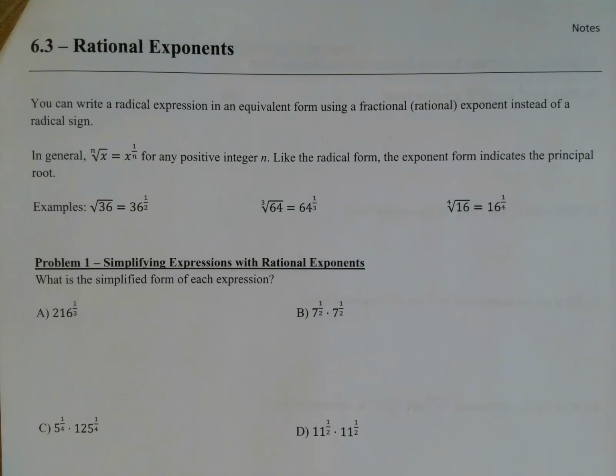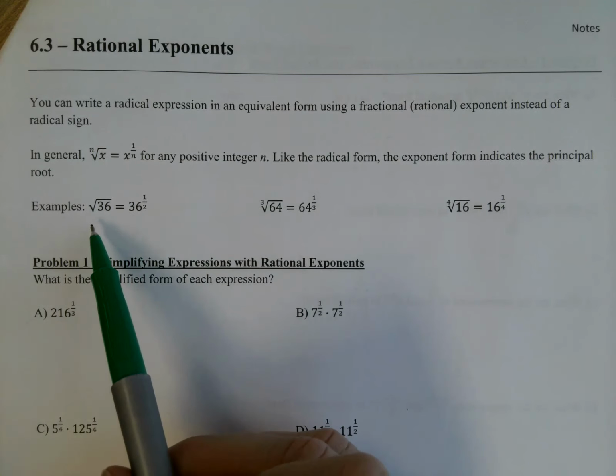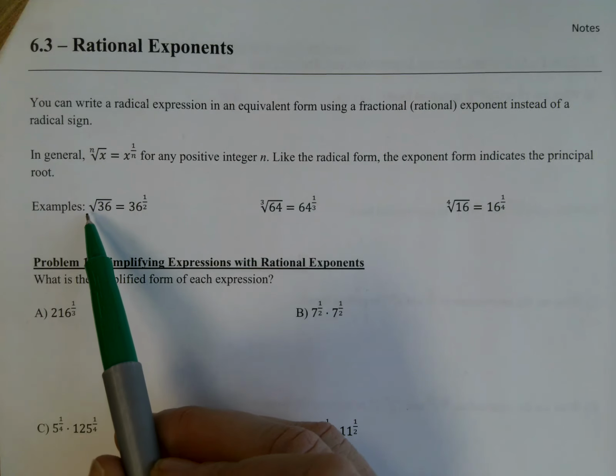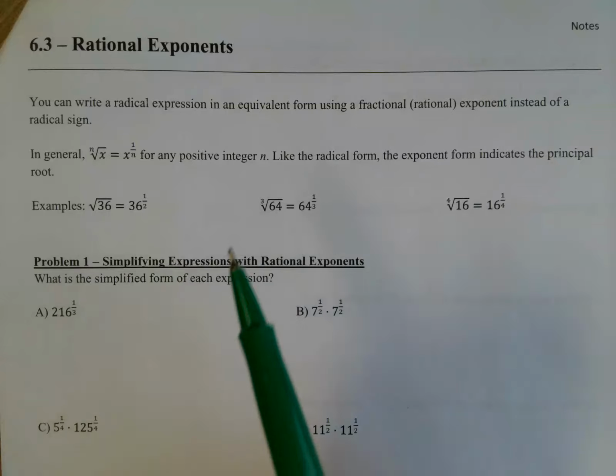6.3, how can it be 6.3? Rational exponents. So we talk about radicals. Now every radical can be written as an exponent. They're inverses of each other.